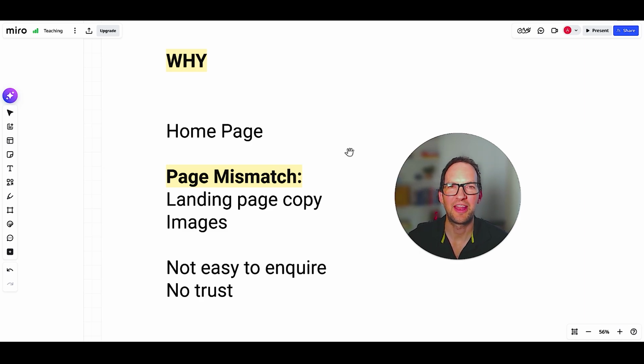Because of that, they may leave your site without actually inquiring at all, not sure that you can help them. The next reason they don't inquire is because there's a mismatch on the landing page itself. It could be the page copy, the words on the page, the images. It's not easy to inquire, or you just haven't built enough trust.